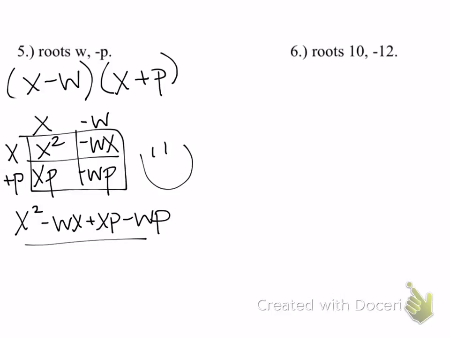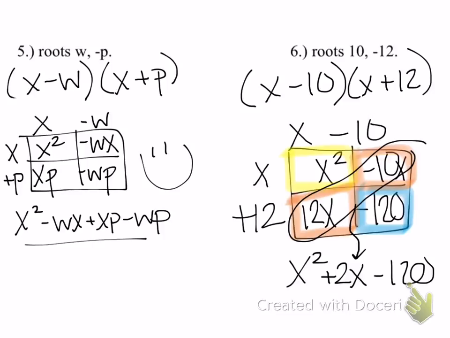So pause me and figure out what the quadratic is by multiplying it out. Okay, pause me now. All right, guys, this is what you should get. So we plug them in. We got x minus 10, x plus 12. Now you multiply it out.